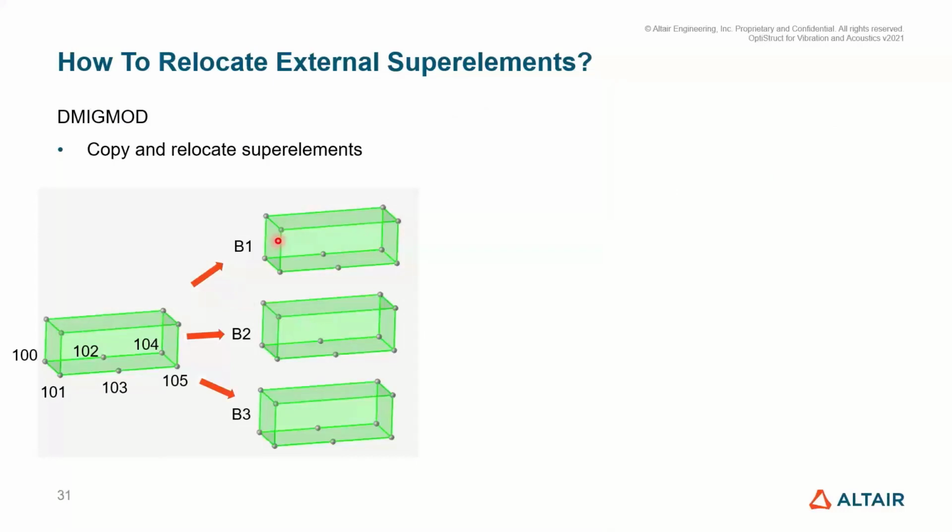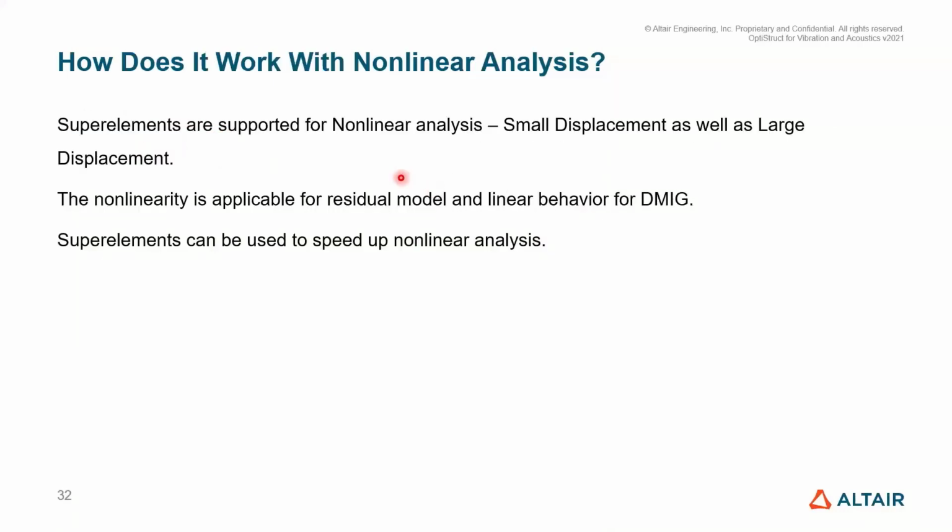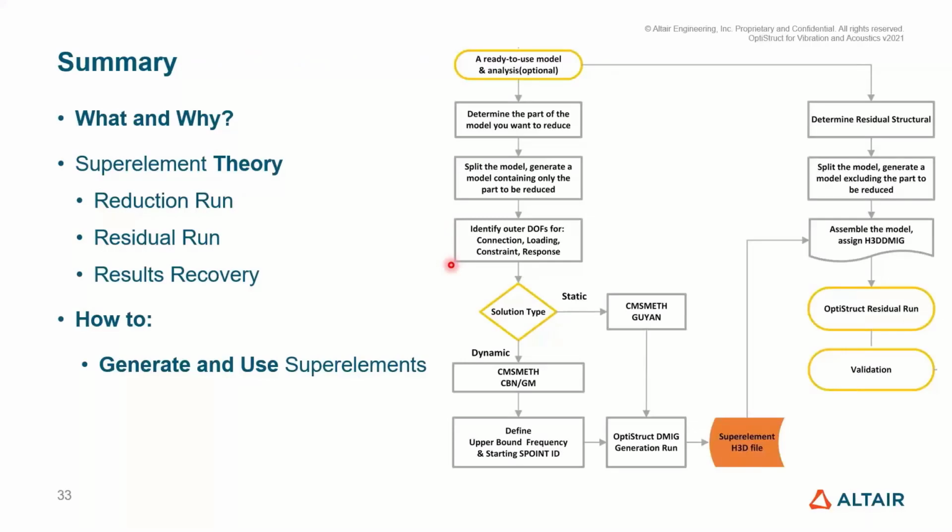To relocate external super-elements, we can use the DMIG mode. It's supported by nonlinear analysis. Then the nonlinearity is applicable for the residual model. For the DMIG part, it's only linear. So in this way, we can speed up nonlinear analysis.